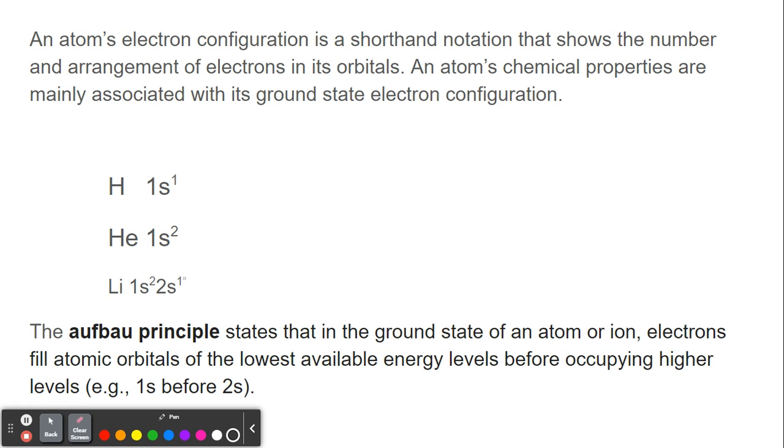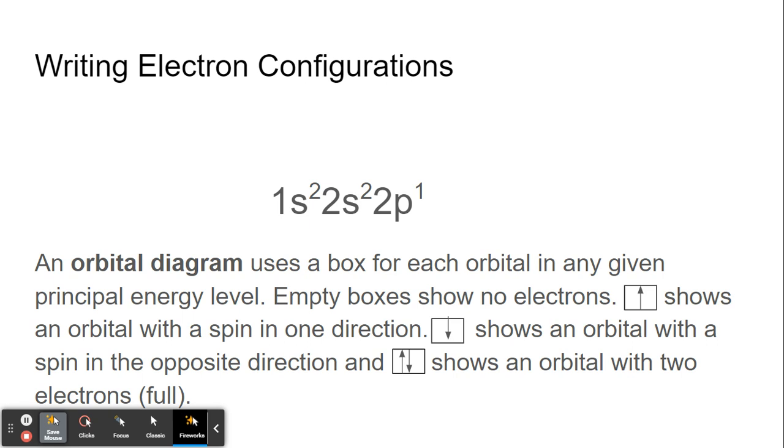It's something called the Aufbau principle that tells us that in the ground state of an atom or an ion, electrons fill orbitals of the lowest available energy level first before moving up to higher energy levels. 1s gets filled before 2s. 2p gets filled before 3s, and so on. If we're writing these electron configurations, we write them out like this: 1s2, 2s2, 2p1.